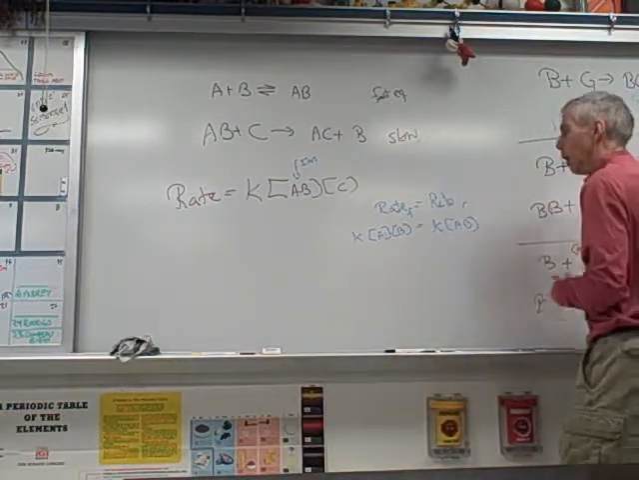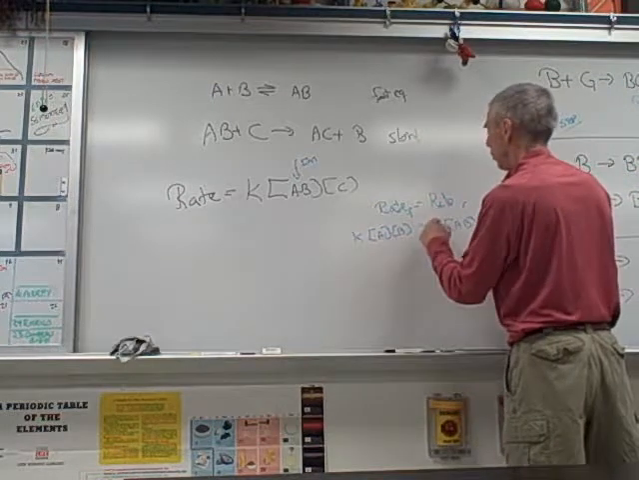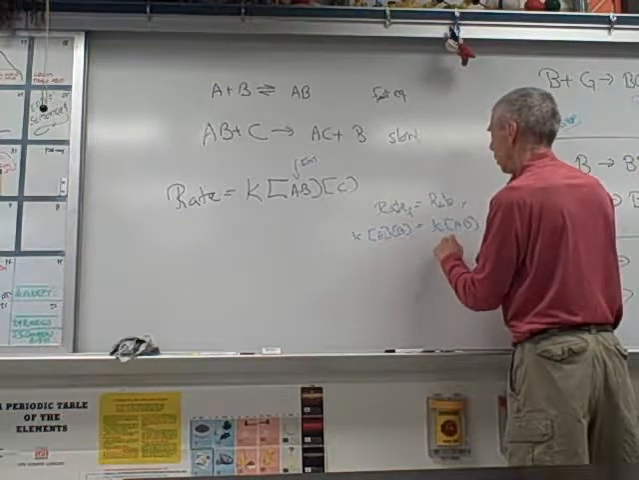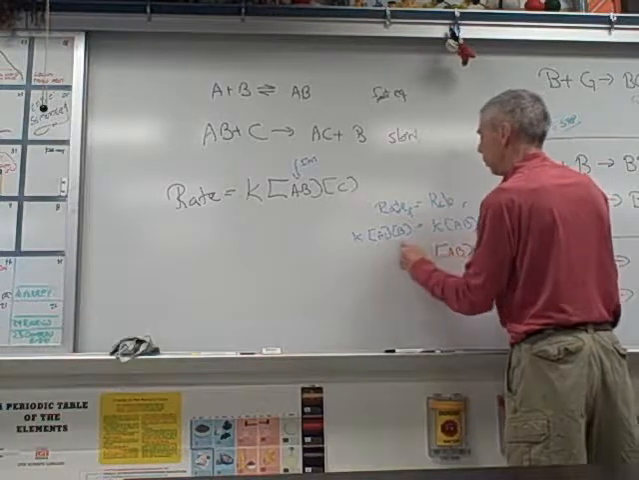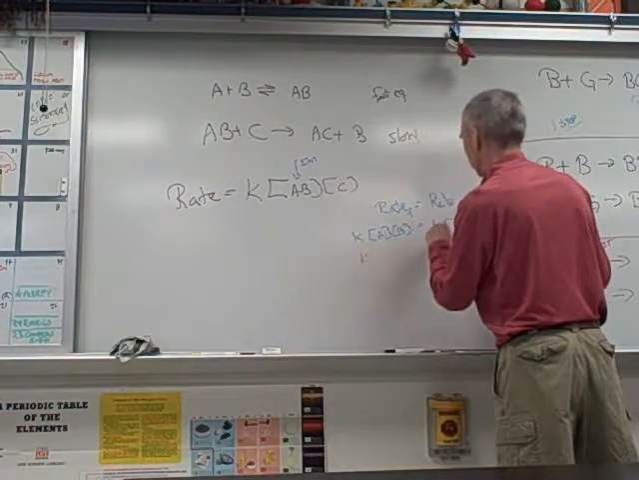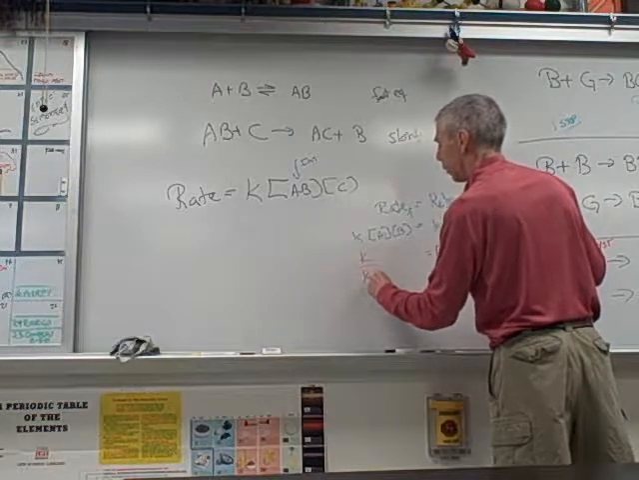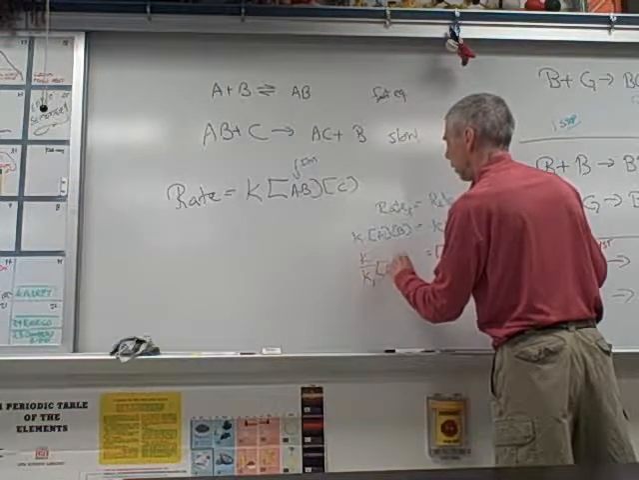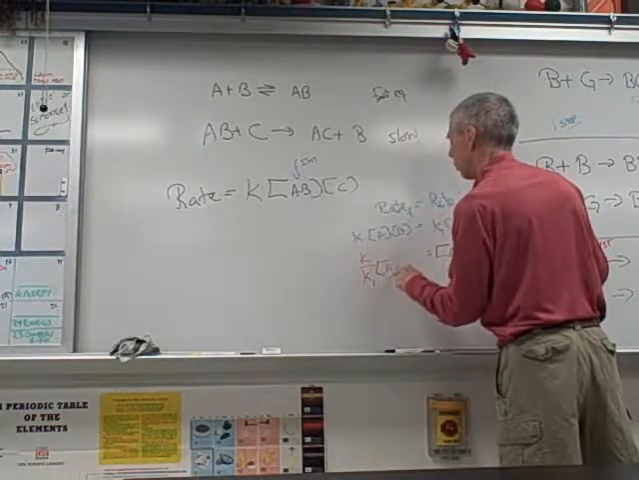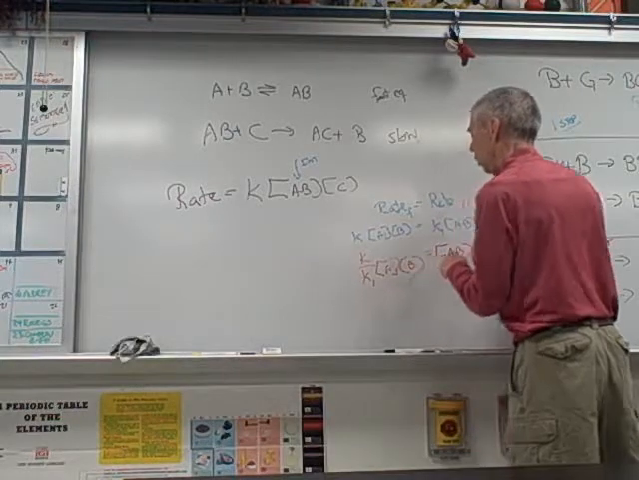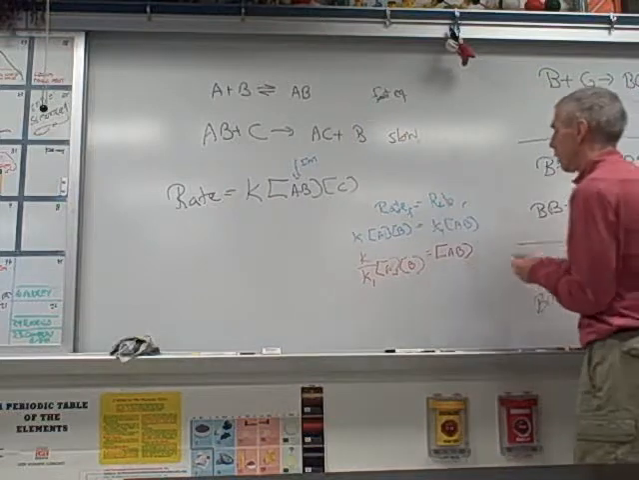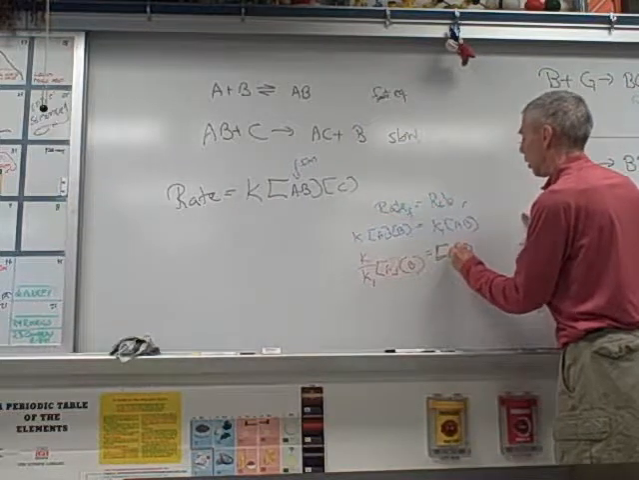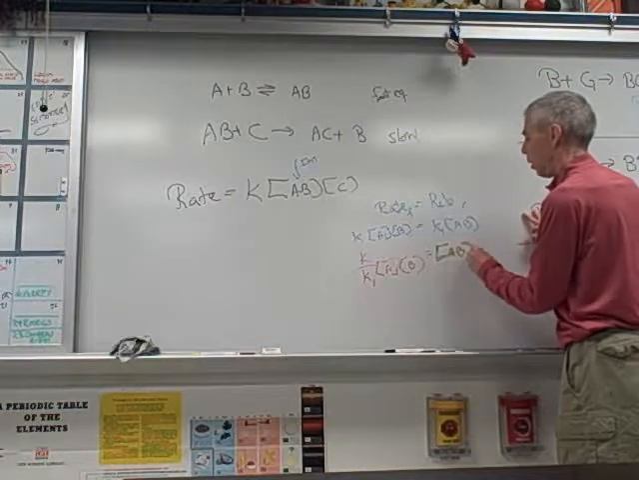Next piece. What we're going to do is solve for this intermediate that we have to remove. In this case, the solution's pretty easy. All we've got to do is take that K over. So let's call it K1. So we've got K over K1 times the concentration of A times the concentration of B. Good? So then the last step is to say, okay, here's AB.